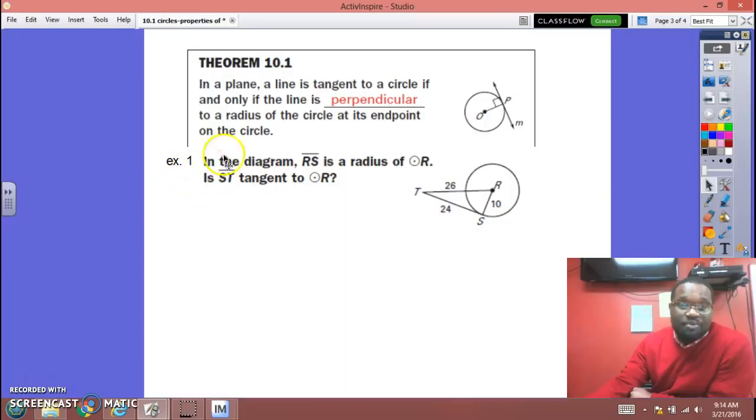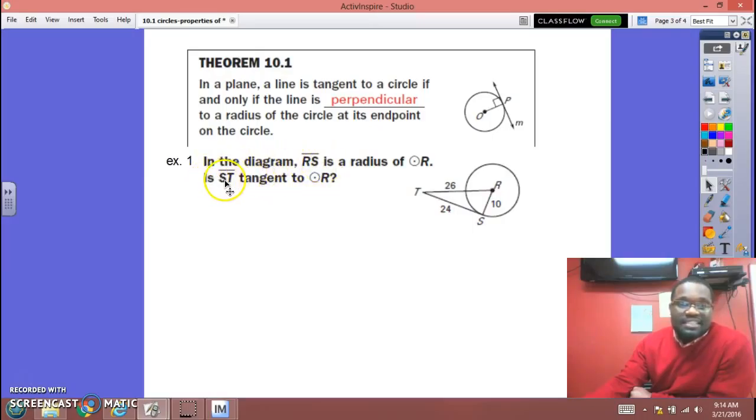We have this example right here. In the diagram, RS is a radius, so we already know if it's a radius and there's a point of tangency there, then automatically we know that this right here should be 90 degrees.